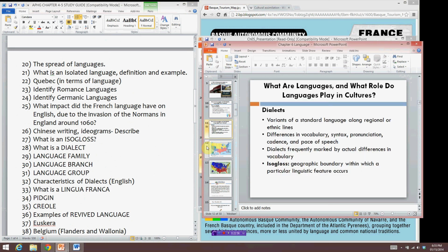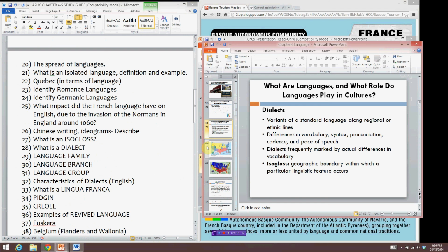Dialects are variants of a standard language along regional or ethnic lines. Dialects are going to include differences in vocabulary, pronunciation, and so on, just like you see right there in the PowerPoint we looked at. And what's the most obvious thing with a dialect? What stands out the most is the difference in accent, how different dialects sound coming out of the mouths of people that speak them. So that's basically all I need you to know for a dialect.